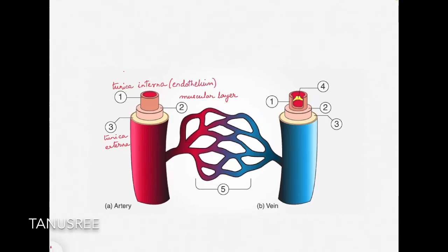Number four here in the veins is valves. The valves are present in the veins to prevent the backflow of the blood. Number 5 represents the capillary network, and the capillaries are having only the endothelium lining within them.